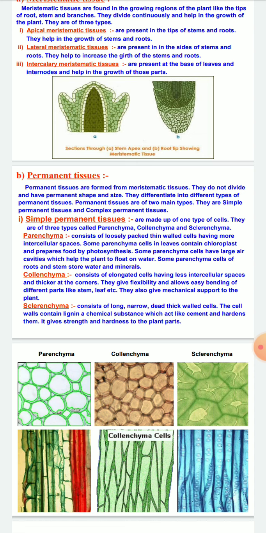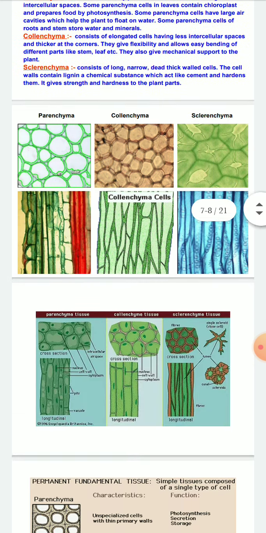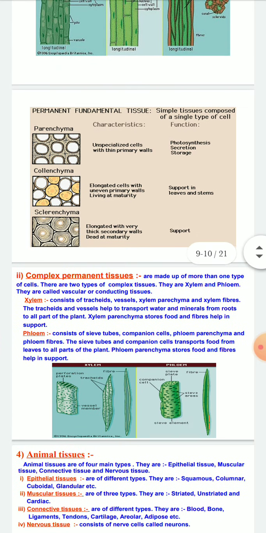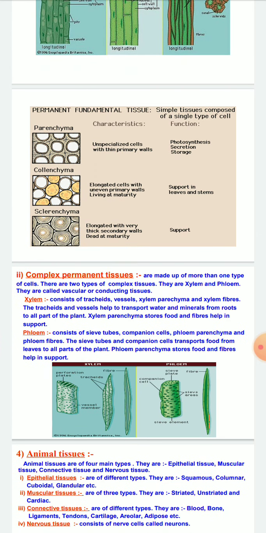So we discussed collenchyma, parenchyma and sclerenchyma. Now the complex permanent tissues. Also we'll discuss a few characteristics: permanent fundamental tissue and simple tissues composed of a single type of cell. In the parenchyma, collenchyma and sclerenchyma, the characteristics and the functions.